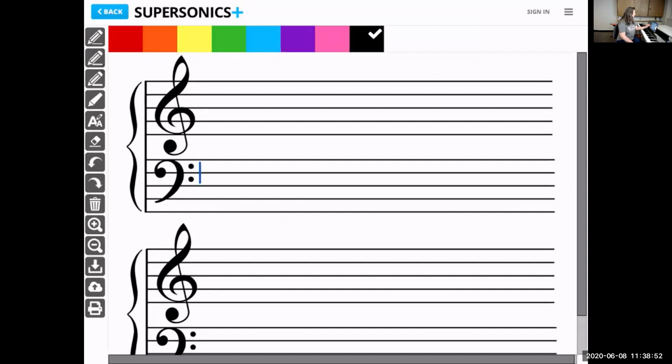Again, this should be a very simple key signature that you just automatically recognize and know. We're in the key of F major.